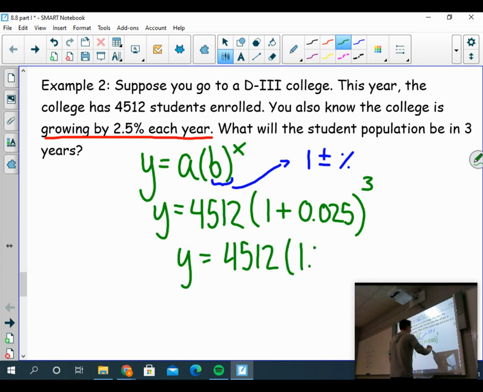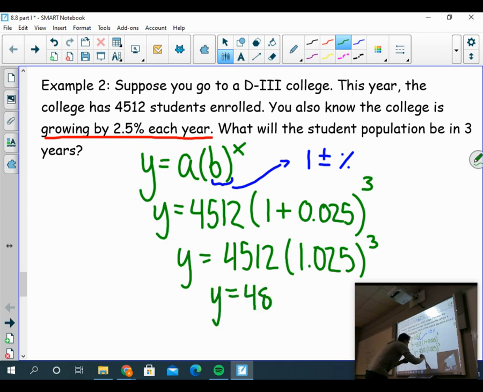We could simplify this by writing it as 4,512 times 1.025 to the third power. And when we do that, we get y equals 4,858.9, and we'll round that up to 4,859.